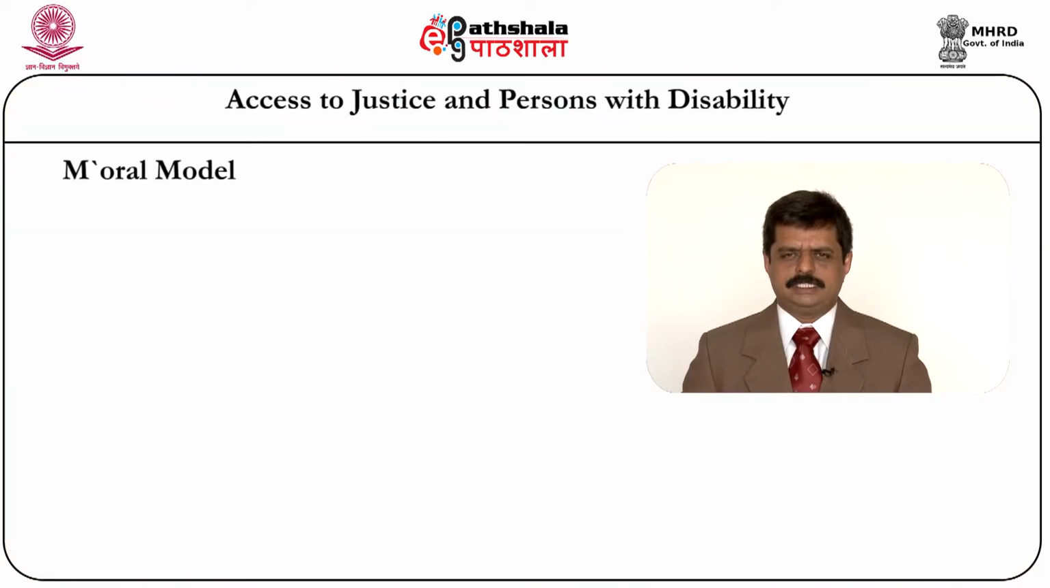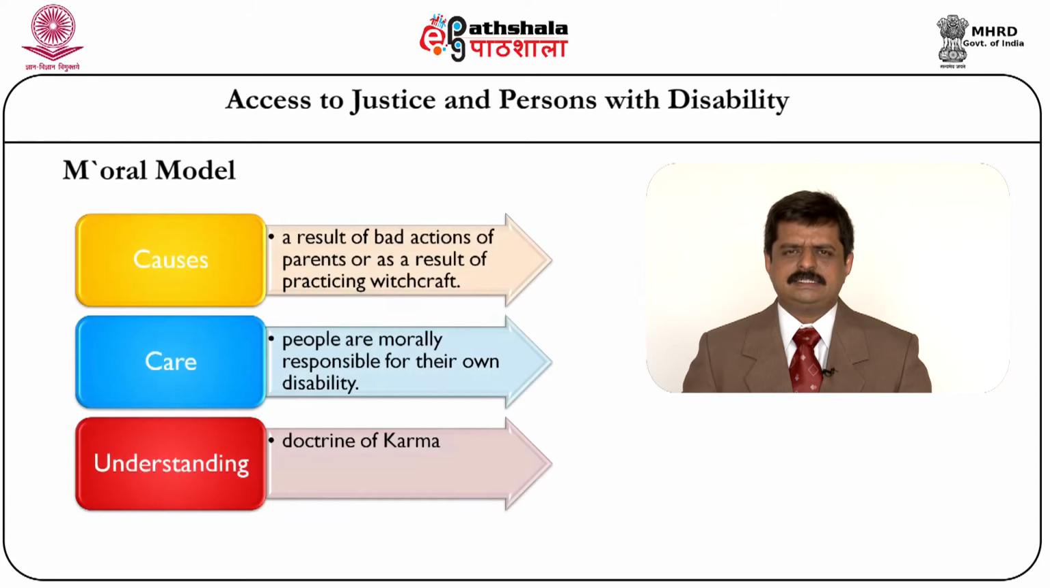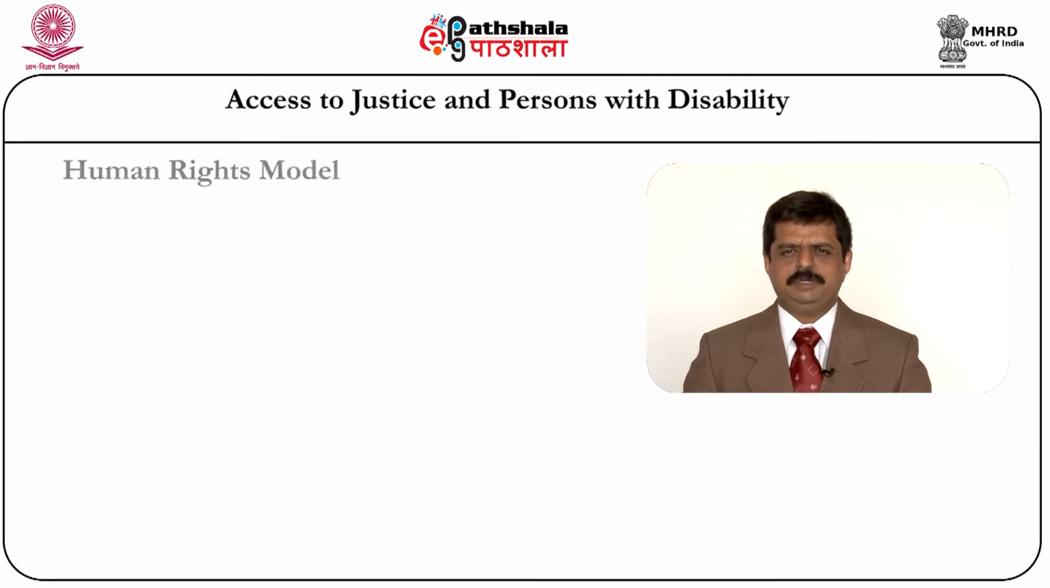In the moral model, the next one, they consider disability as the result of bad actions of parents or bad actions of the same person in an earlier life. So, they consider disablement as a punishment given by God. In Hinduism they consider it as part of the doctrine of karma. So, curing them, protecting them, giving them rights can never be thought of, as they have been punished by God himself. Then comes the last, the human rights model.